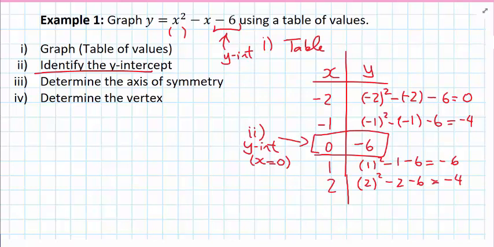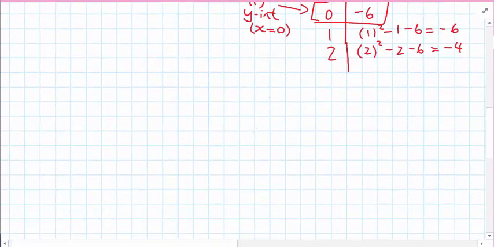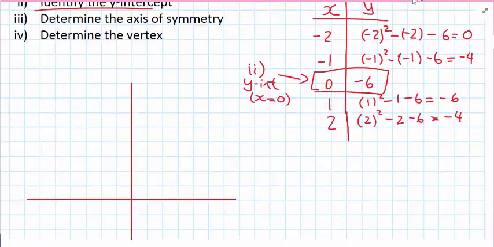I'm going to start graphing this now. So let's start graphing what we got. What we're going to do now is plot negative 2, 0; negative 1, negative 4; 0, negative 6; 1, negative 6; and 2, negative 4. So let me plot that on the graph and see what it looks like.